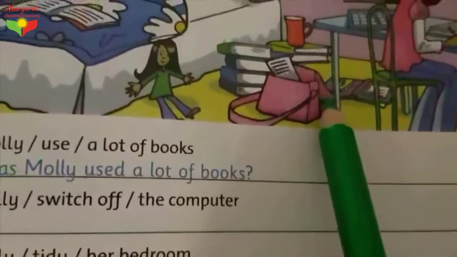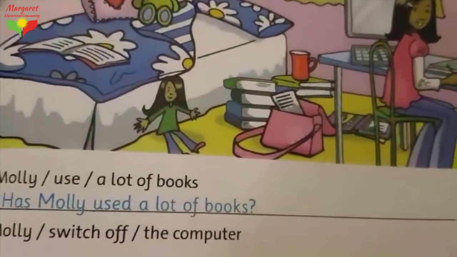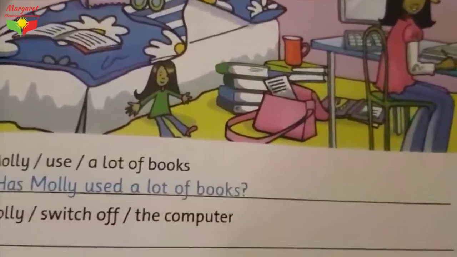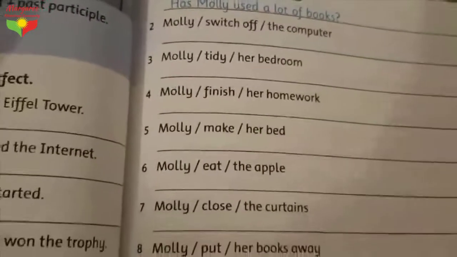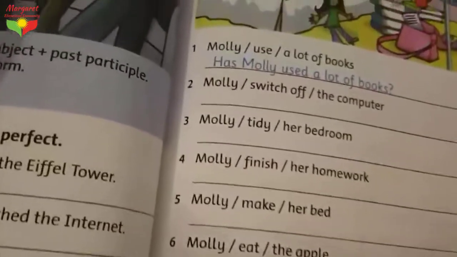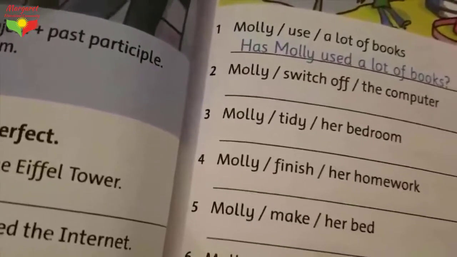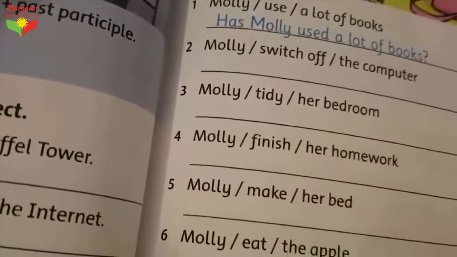Then you have to answer these questions here, but be aware about the picture. Okay, it's dependent on the picture, Molly's picture, I mean. So dear students, that's all about present perfect. We learn affirmative, negative, and question forms.